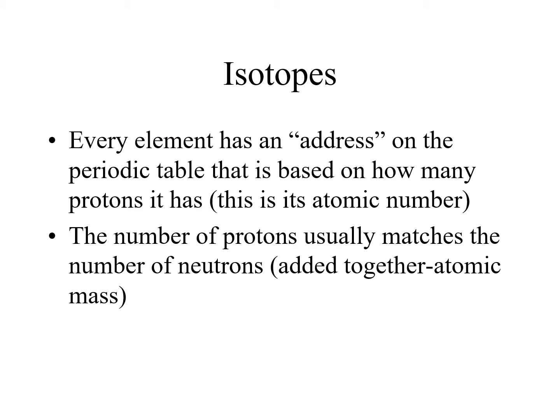Now, the first thing I always like to talk about are what I call the 3 I's: isotopes, isomers, and ions. It's really important to make sure that you understand the difference between these, because throughout the anatomy course, you will see these words pop up over and over again.